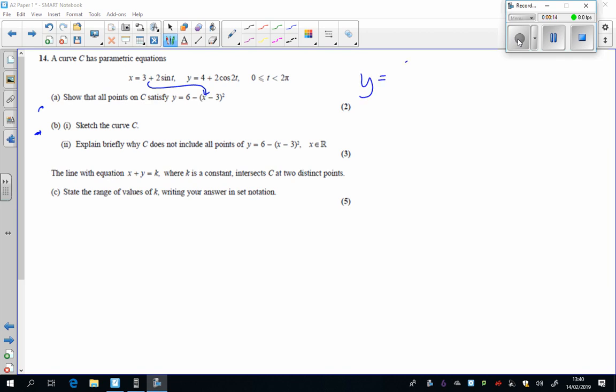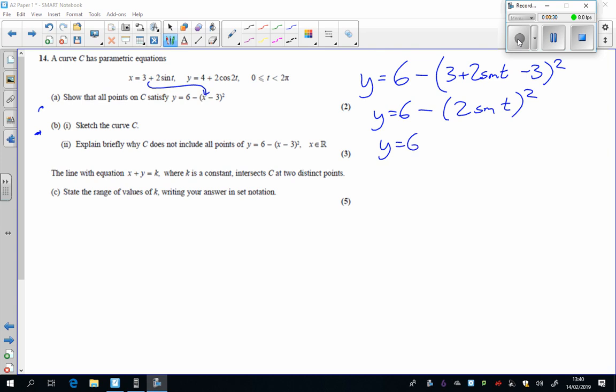So I've got y equals 6 minus, that's 3 plus 2 sine t minus 3 all squared. And look, the 3's just cancel out. So we've got 2 sine t all squared. And that's 4 sine squared t. Now, that's not quite what we wanted, is it? But then maybe we should think about some of those old double angle formulas.